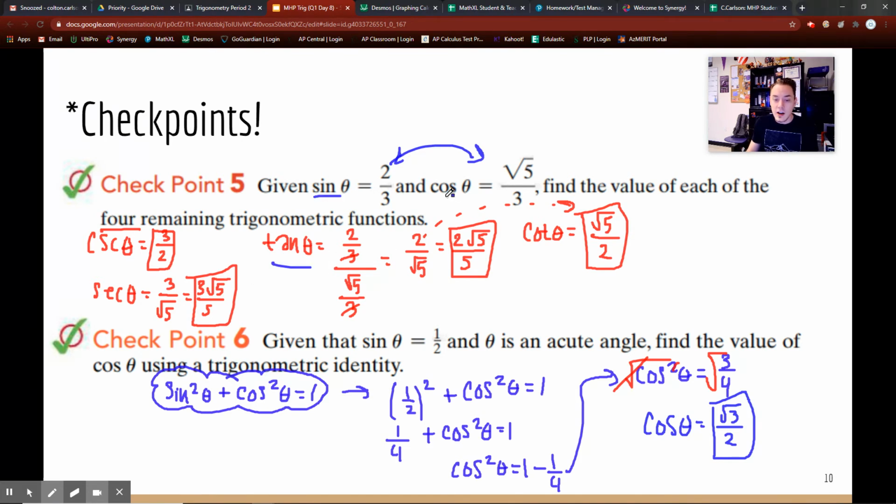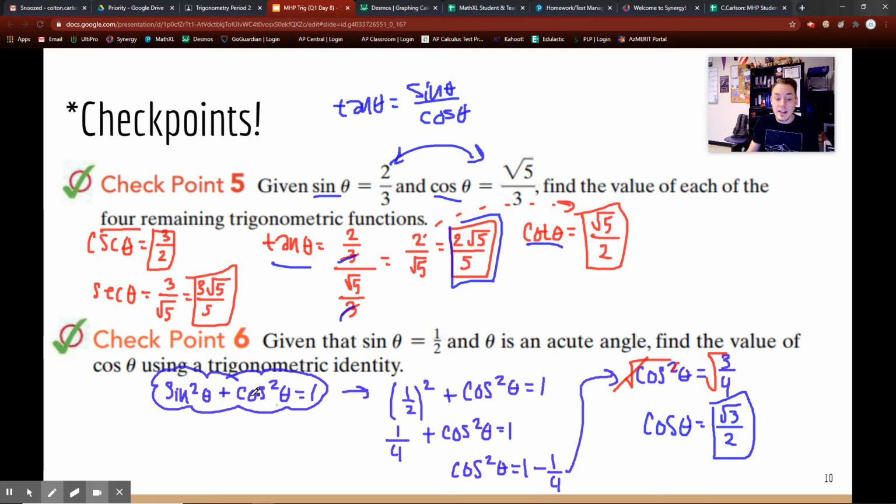I did sine all over cosine because that is my quotient identity. So tangent is sine of theta all over cosine of theta. That's my quotient identity. So I applied it here, 2 all over 3 divided by radical 5 all over 3. And then the 3's go poof. It gives me 2 all over radical 5. I rationalize to get this. And then, of course, the cotangent, I take my unrationalized answer from tangent and I flip it.